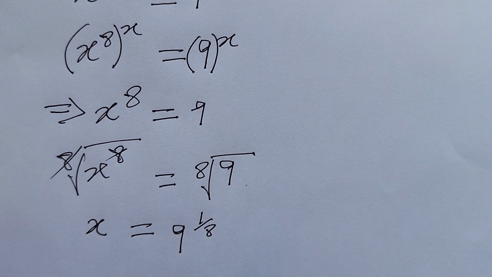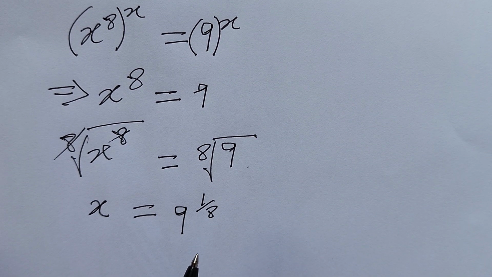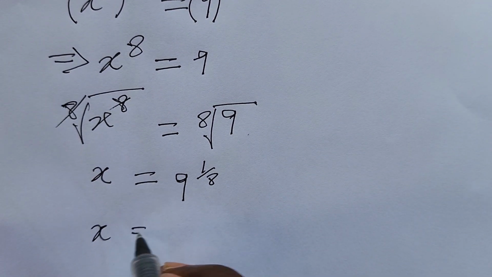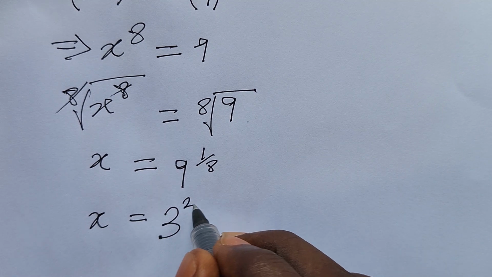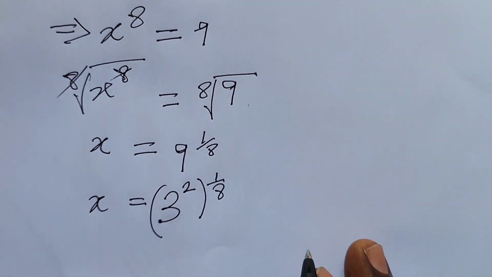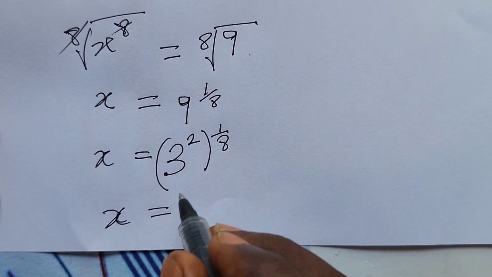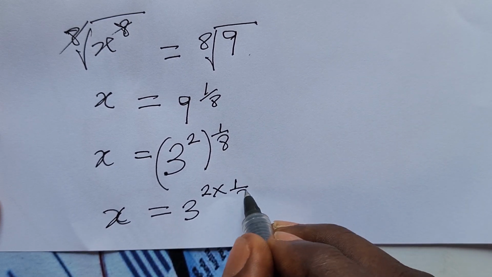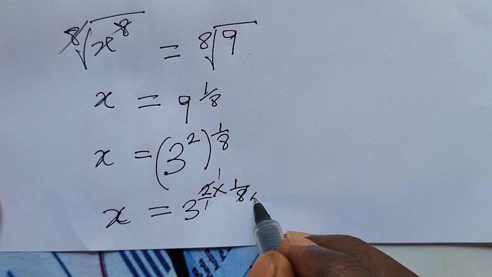Now take a look at the number we have here. This is a perfect square. So we can express 9 as 3 to the power of 2. So let's go ahead and do that. So this is going to give us 3 to the power of 2, all to the power of 1 all over 8. Again, from the law of indices, we can rewrite this as 3 to the power of 2 times 1 all over 8. This is all over 1. So 2 over 8, we have 1 over 4.